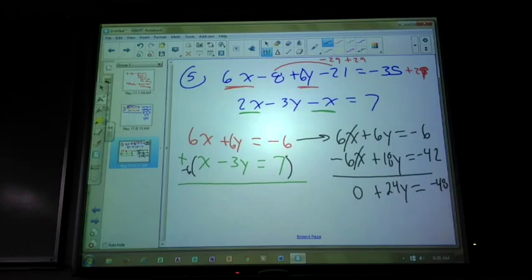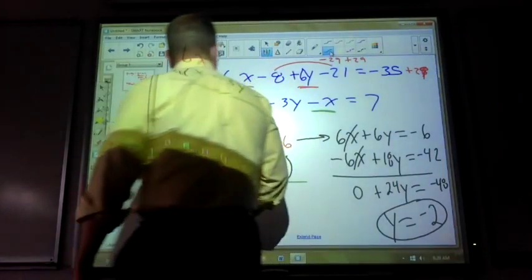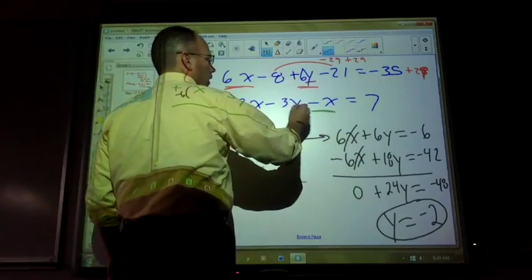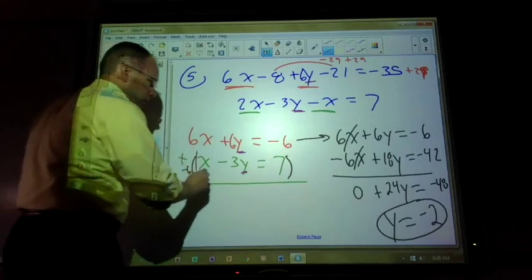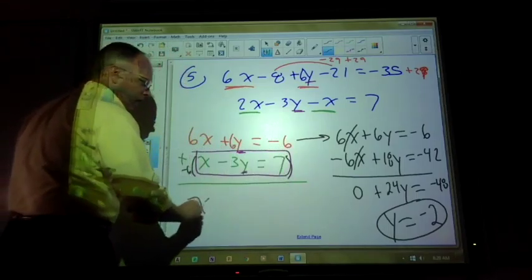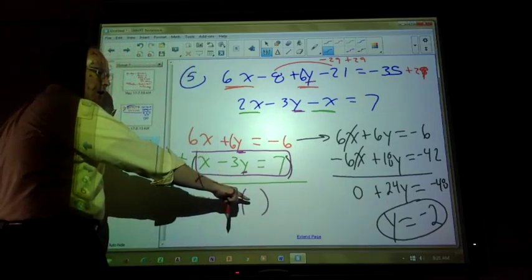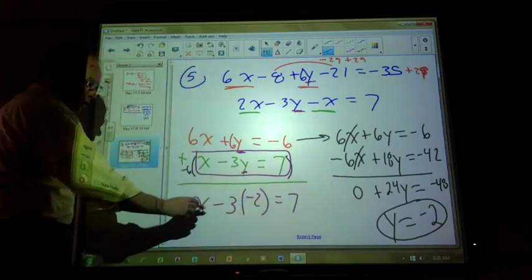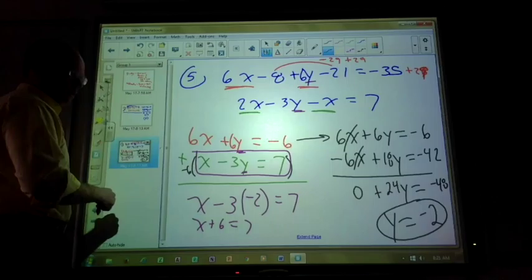So what's y equal to? Negative 2. So y equals negative 2. Am I done with the problem at this point? No. What value do I need to find? I need to find x. So I'm going to take that y equals negative 2, and I can plug it in here, or here, or here, or here. I think this might be the better of the places to put it. So I get x minus 3 times y, and I'm going to plug negative 2 in. Okay, so x plus 6 equals 7. What's x equal to? X equals 1.